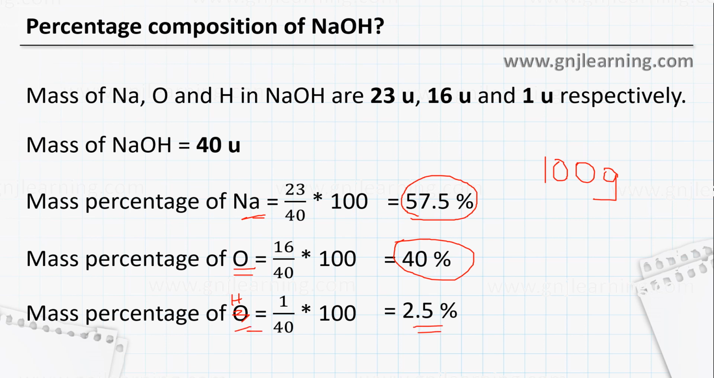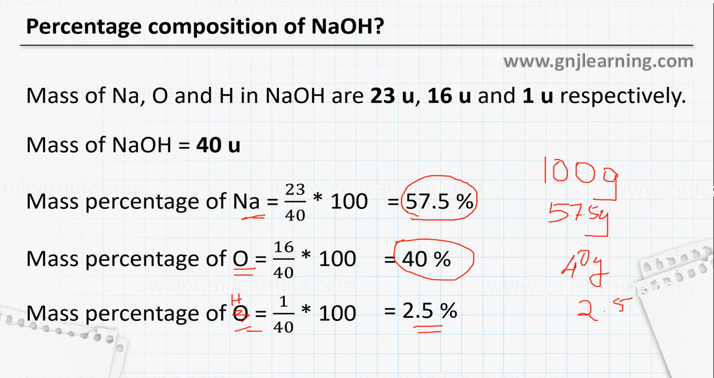Means in 100 it is easy to calculate. If we have percentage, 57.5 gram will be sodium, 40 gram will be oxygen, and 2.5 gram will be hydrogen. So this is the use of this percentage composition. If you know the percentage composition, you can calculate the mass of that particular atom in any given mass. So here it is 100 gram. If it is 1 kilogram, if it is 1.5 kilogram, you can calculate how much sodium is present inside it.